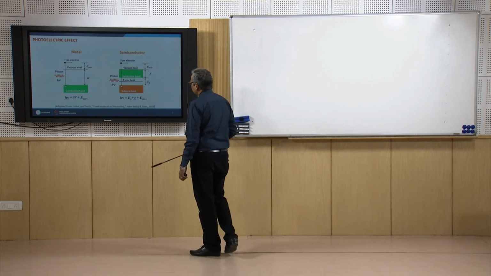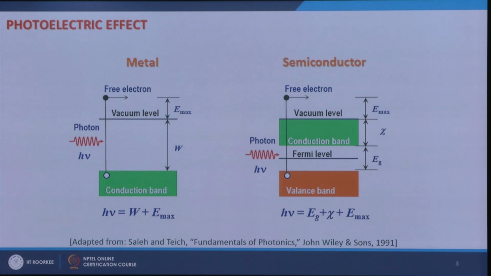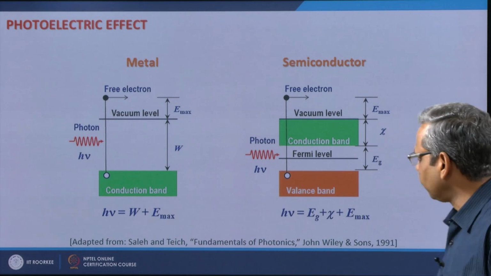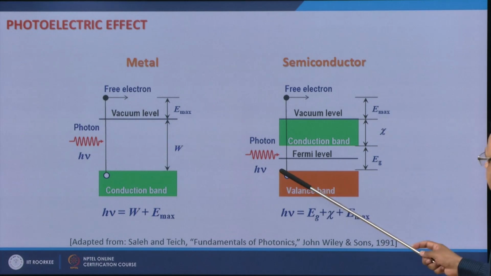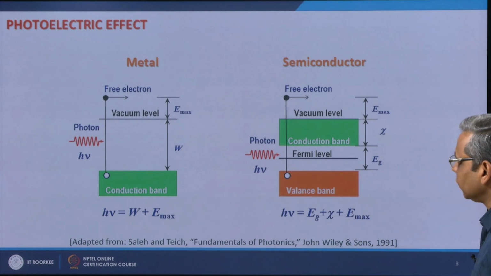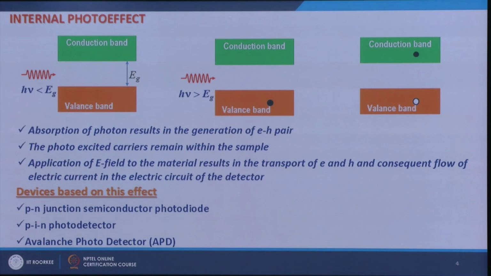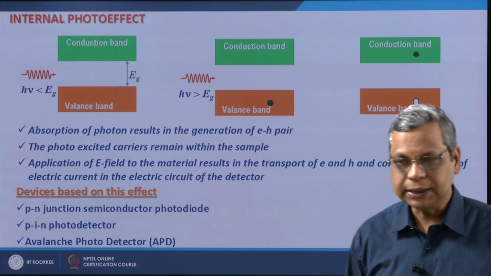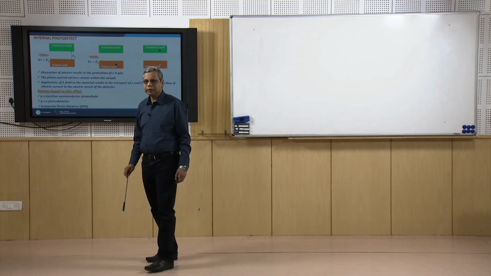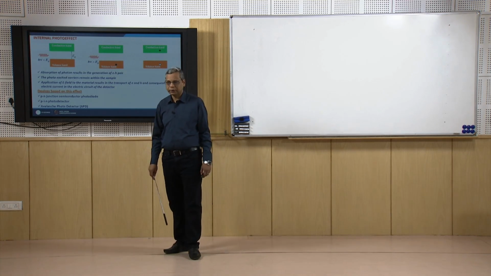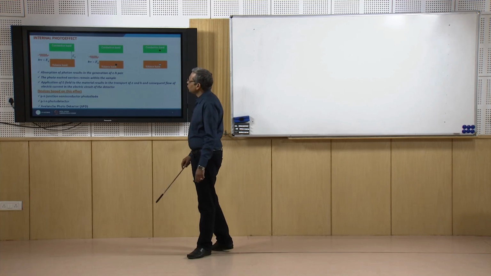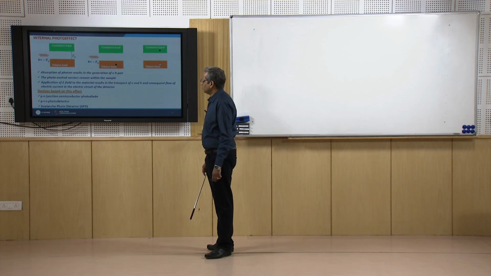So, what do we do? Do we really use this effect, which seems to be quite inefficient, because you would require very high photon energy, and this will have a consequence on the wavelength that you can detect? Well, when we use semiconductors for photodetection, we usually do not need to knock out the electron, but we use what is known as the internal photo effect. What is the internal photo effect?